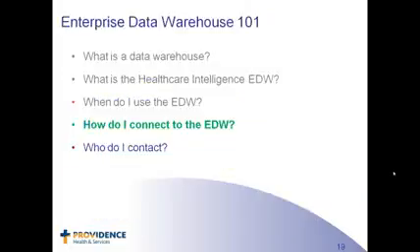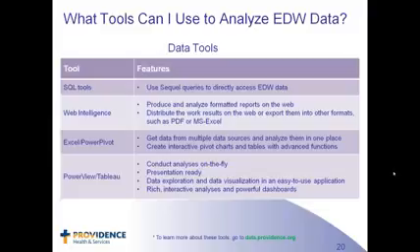How do I connect to the EDW? There are several data tools you can use to connect to the EDW. You can use SQL queries to directly access the EDW data. You can use Web Intelligence, which produces and analyzes formatted reports on the web. It distributes the work results on the web, or you can export them into other formats such as PDF or Excel. You can use Excel or Power Pivot.